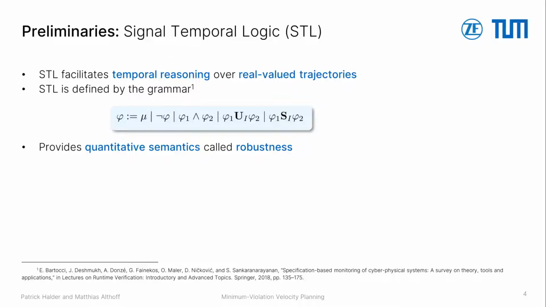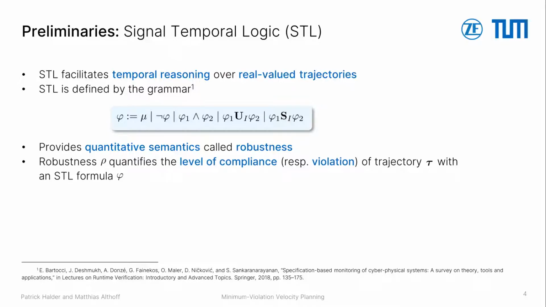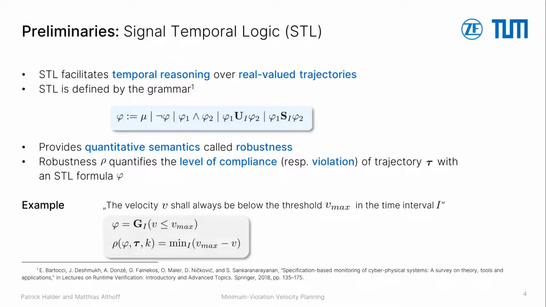STL comes with a quantitative semantics which is called robustness, and it quantifies the level of compliance or the level of violation of a trajectory with an STL formula. Let us have a look at an example formula phi, which indicates that globally the velocity must be below a certain velocity threshold. The robustness can directly be derived from this formula. You can see that the robustness is positive when we drive slower than allowed, and if we drive faster than allowed, then the robustness is negative.